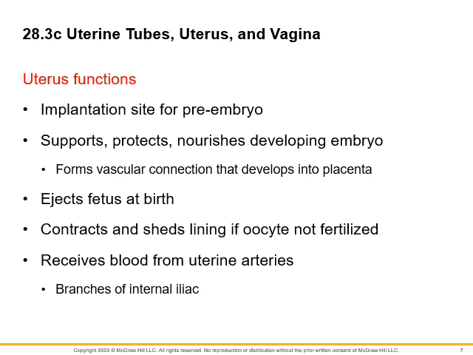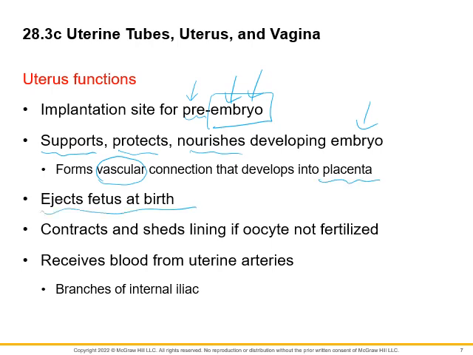The uterus has lots of functions. Implantation for the pre-embryo. This is kind of a new term. We usually just say embryo, but they're talking about before it actually starts making its embryonic tissues, things that we'll discuss when we get to the next chapter. The uterus is also going to support, protect, and nourish the developing embryo. It's going to create a vascular connection. When we talk about the placenta, I'll give you a little bit more information. The uterus also has to contract to eject the fetus at birth.